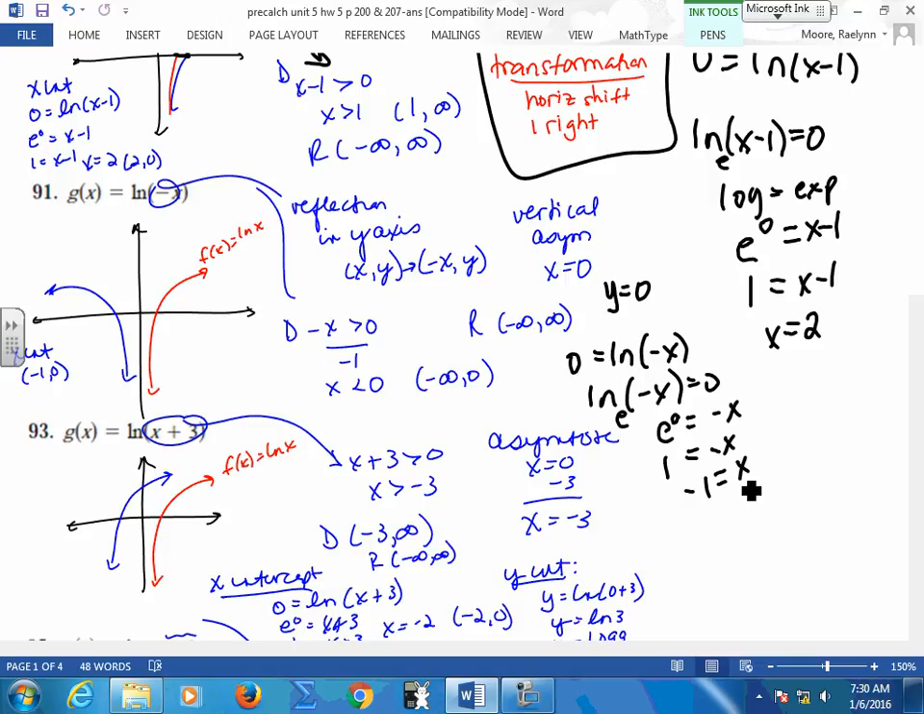Questions on any of this? It's always a little bit more difficult when you look at the transformations using a log, which is why I gave you the rules written out for logs. And you want to remember your base, keep track of your base of your log as well.